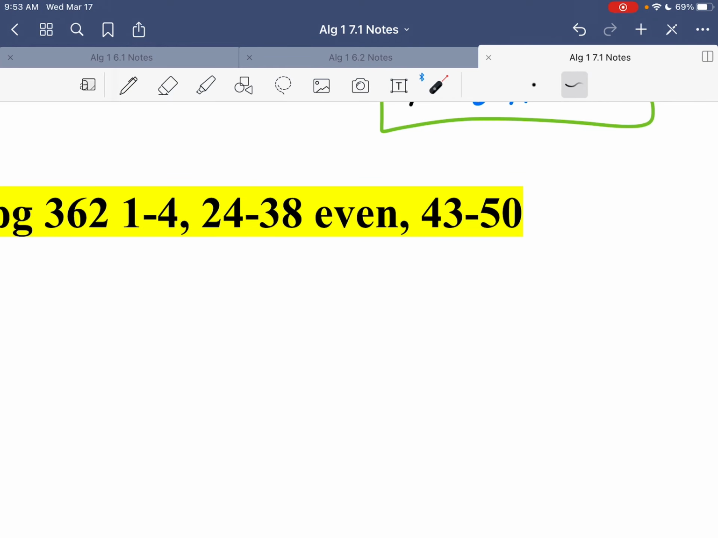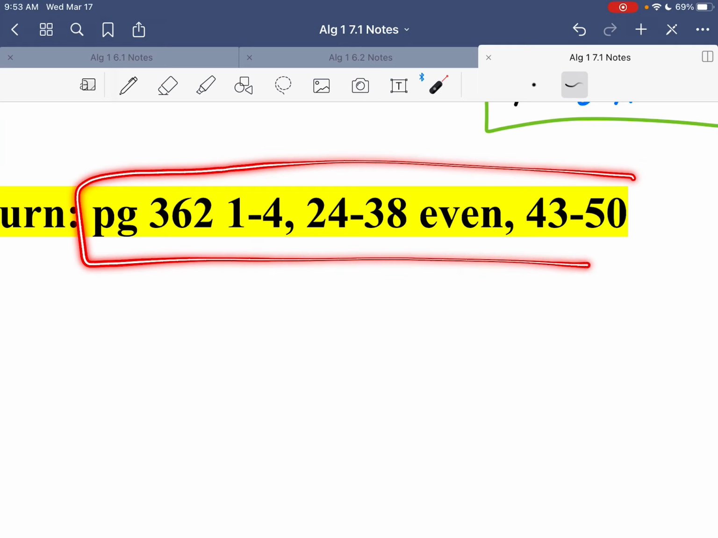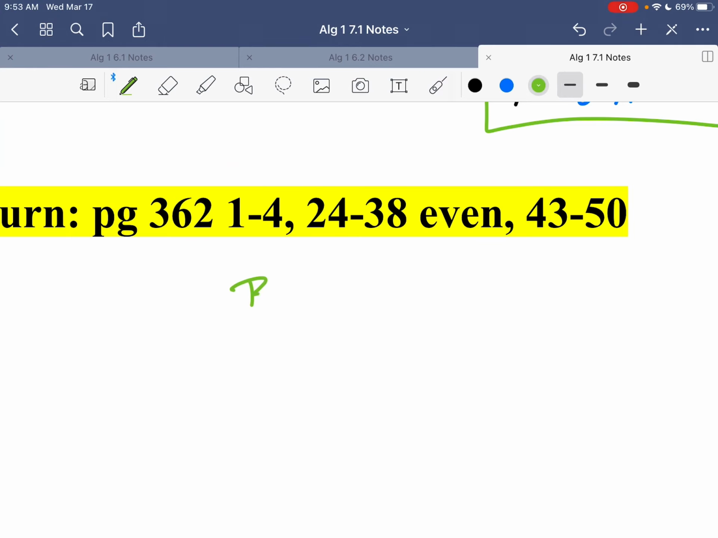All right, so your very last set of problems, page 362, 1 through 4. Do these right here. Again, do these at Big Ideas Online.